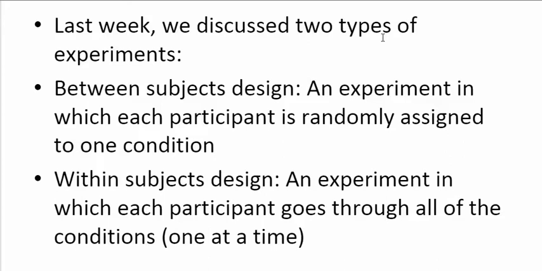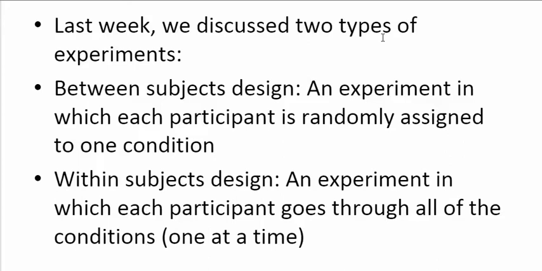And if a within subjects design is being run with three conditions, A, B, and C, then each participant will provide the researcher with three different scores, one for condition A, one for condition B, and one for condition C. So in a within subjects design, a researcher has one group of participants, and each participant goes through all conditions of the experiment, one at a time.